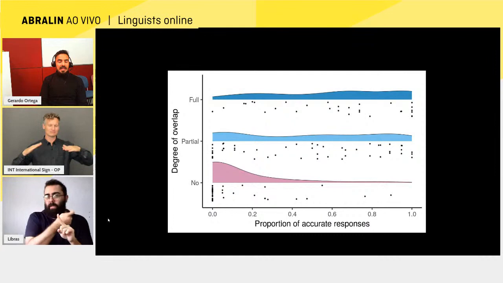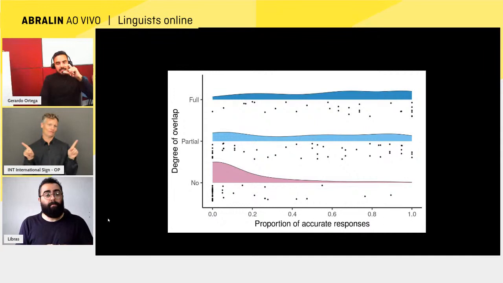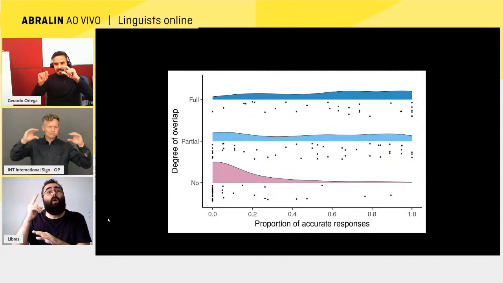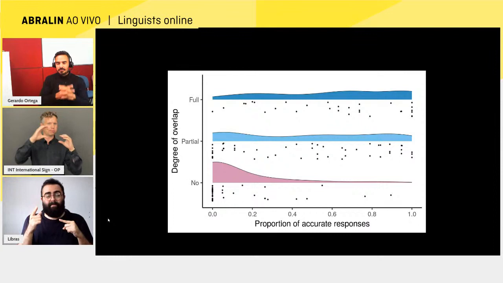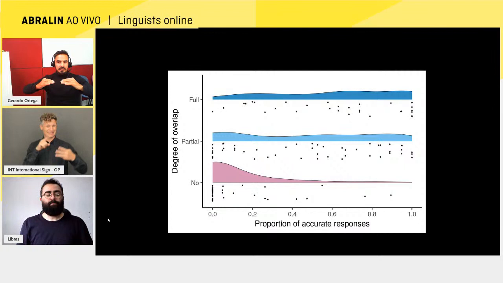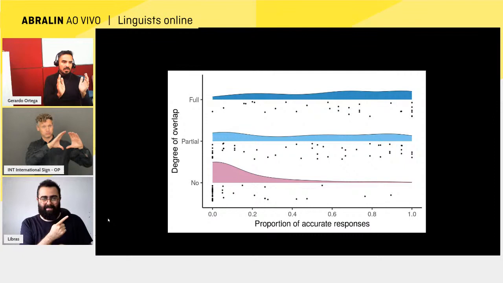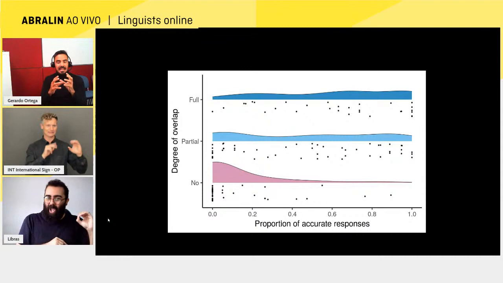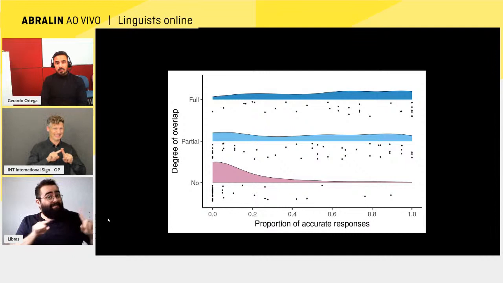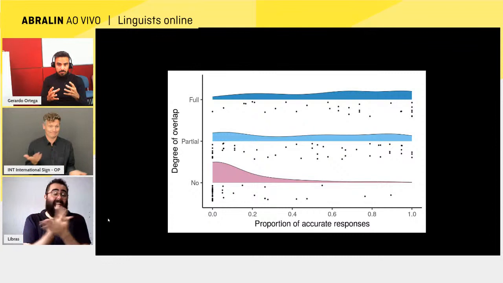The way to understand these graphs is that the thickness or width of the cloud represents the density of data points. All these little dots represent data points, and the thicker the cloud, the more concentration of data points. In the bottom cloud, the pink one, you will see high density towards the left end of the scale, towards 0 or 0.1 values. This means that when signs did not have any overlap with the gesture, participants were really, really poor at guessing the meaning of the sign. Only about 0.1 proportion of the data in this condition was accurately guessed.